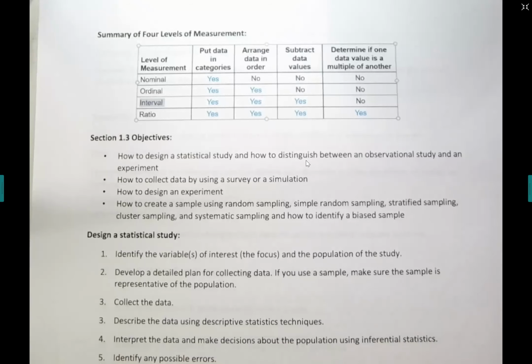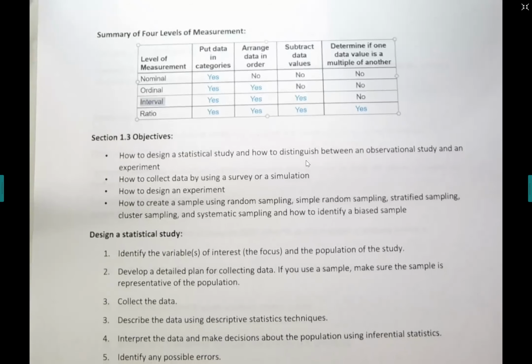Okay, so let's begin here. How to design a study. We're not going to be designing a statistical study, but I thought it's worth noting how to do such a thing. So anytime you want to do a statistical study, guys, you have to identify the variable of interest. What is it? What's the focus of your study?